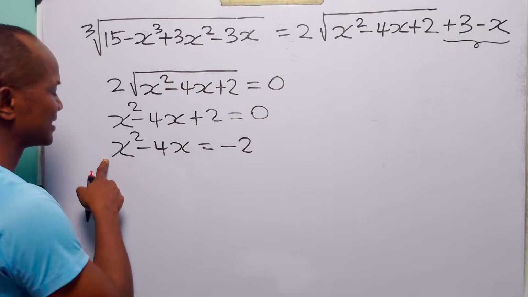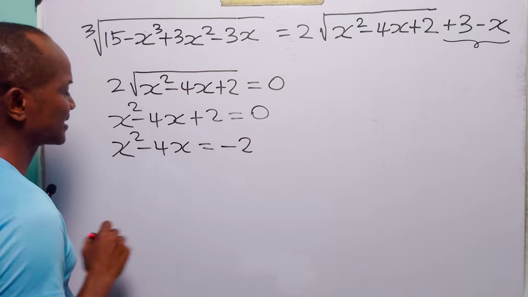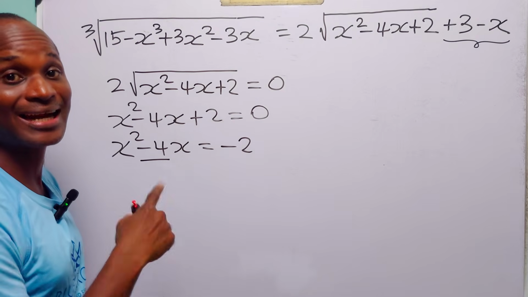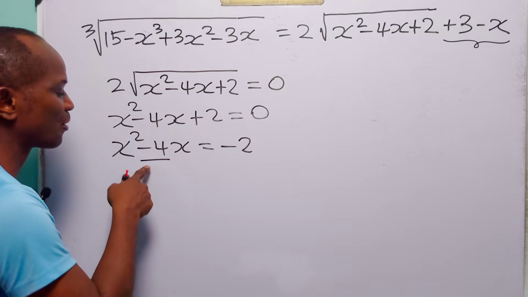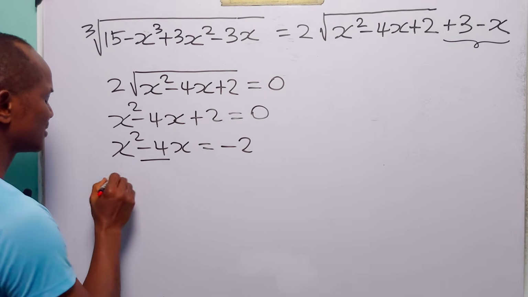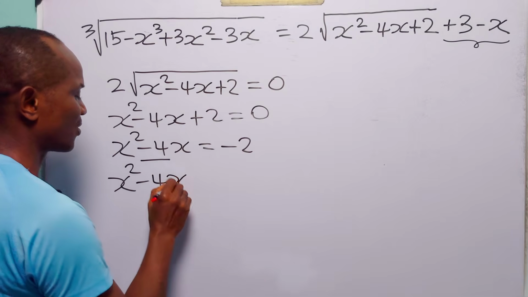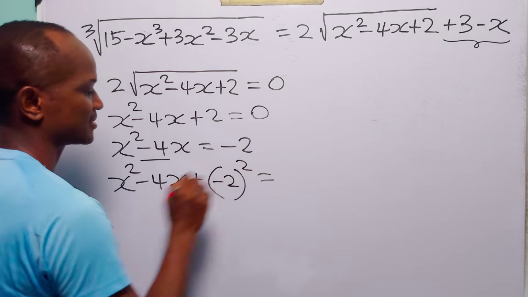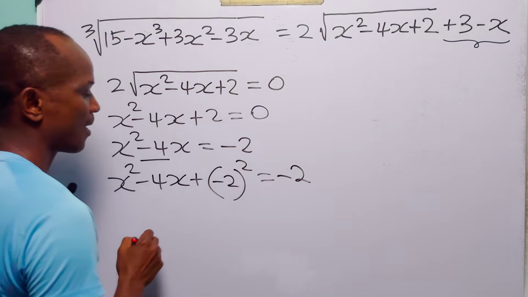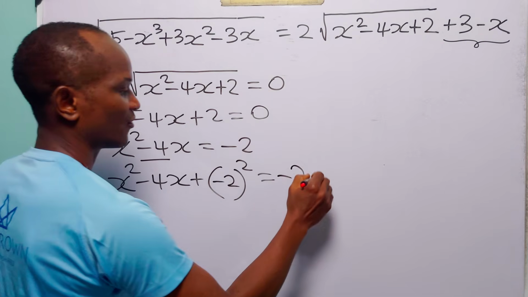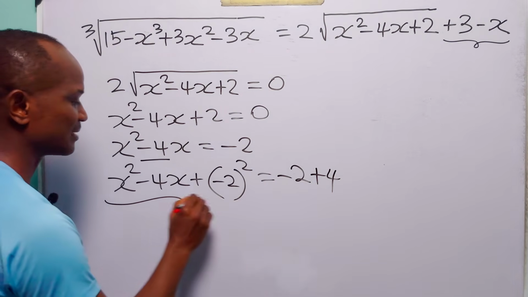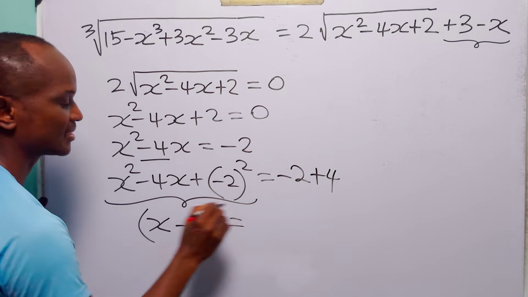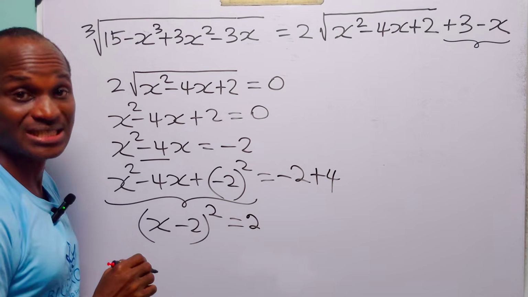minus 2. Since the coefficient of x squared is 1, the next thing we are going to do is to divide the coefficient of x, that is minus 4, by 2, square it, and add to both sides of the equation to complete the square on the left-hand side. When we do that, we have x squared minus 4x plus (minus 4 divided by 2 is minus 2) we square this. Now we have minus 2 plus (minus 2) squared, of course, is 4. Now this is a perfect square. So we take one x and we take one minus 2 and we square. And this is equal to 4 minus 2, which is 2.